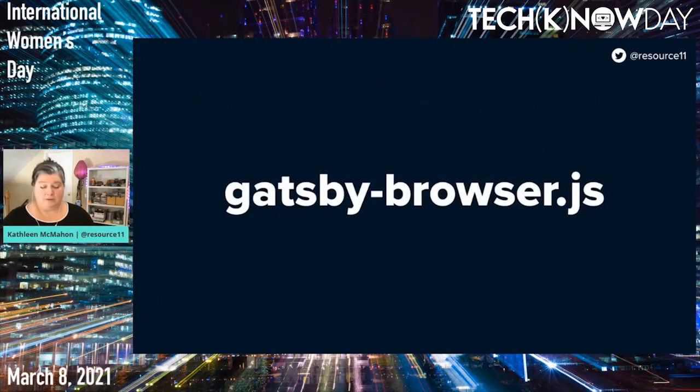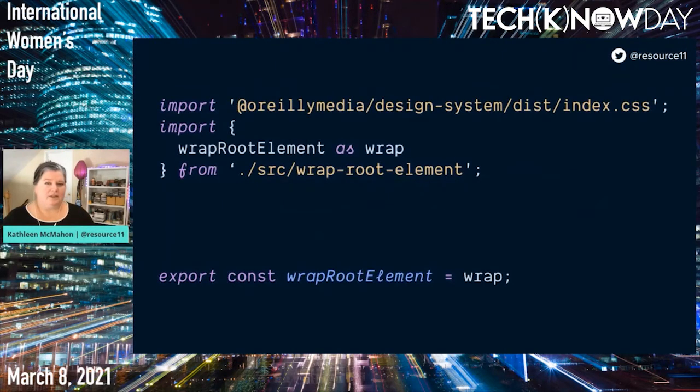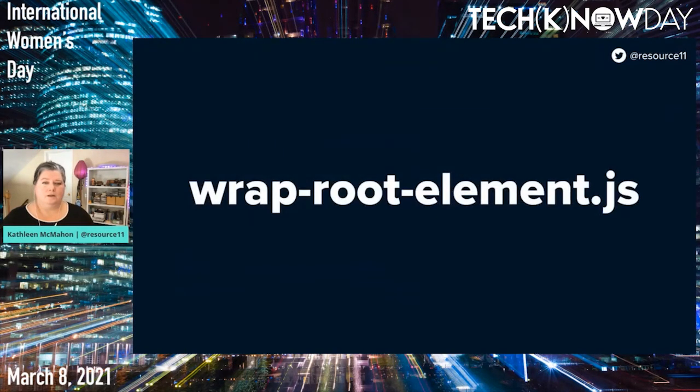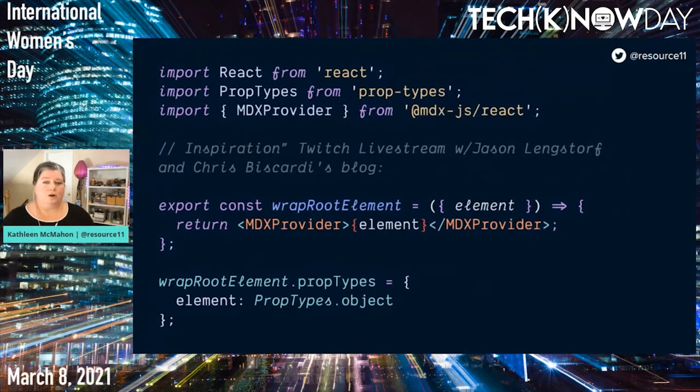In the Gatsby browser file, we added things we wanted to apply throughout the site, like our global CSS styles and the wrap root element component. The wrap root element component acts as a wrapper around the site's root element, and it will import the MDX provider. This way, the entire site will recognize MDX content.